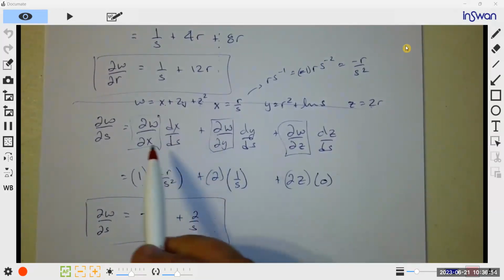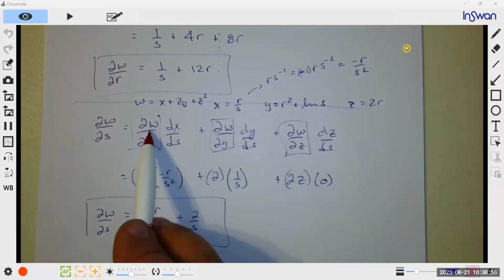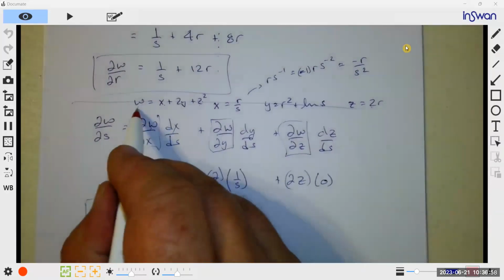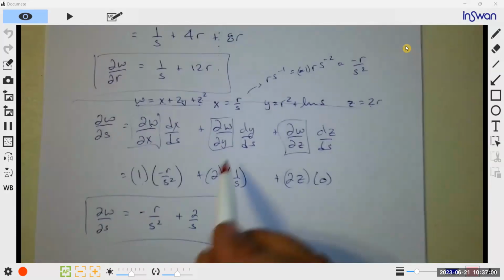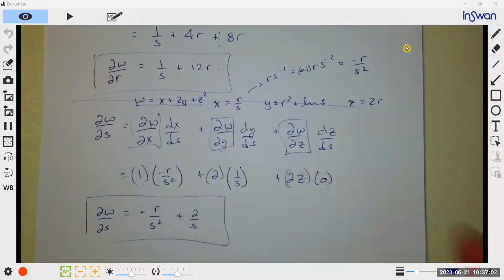So again, it's just taking each one of these, look at the w, only worry about this function here with respect to x, with respect to y, so z. Everything else is constant. If you're taking the derivative of x, y and z are constant.